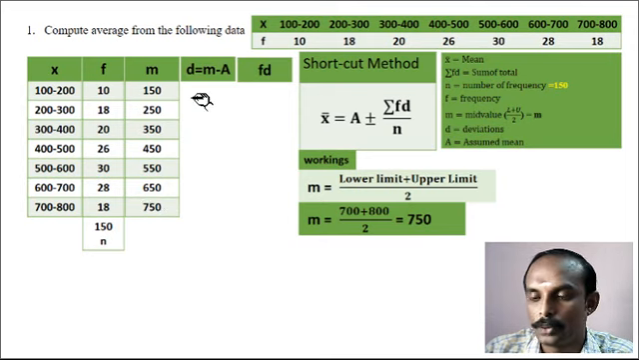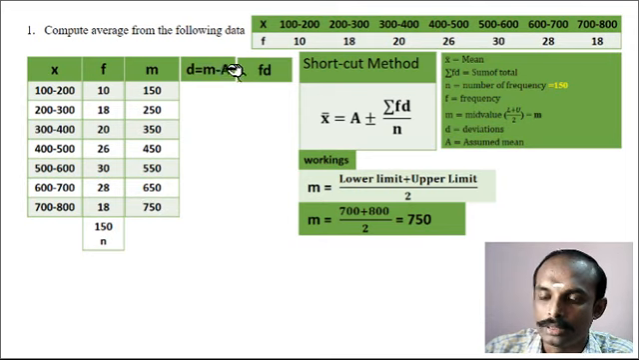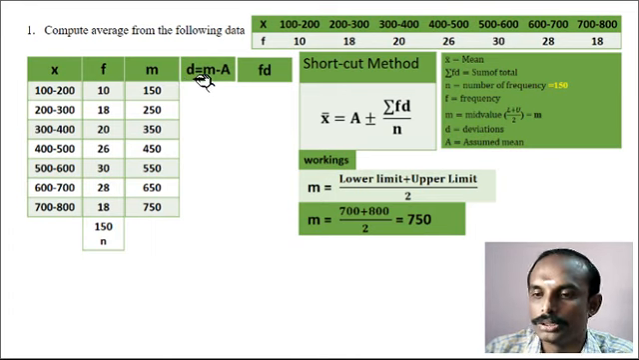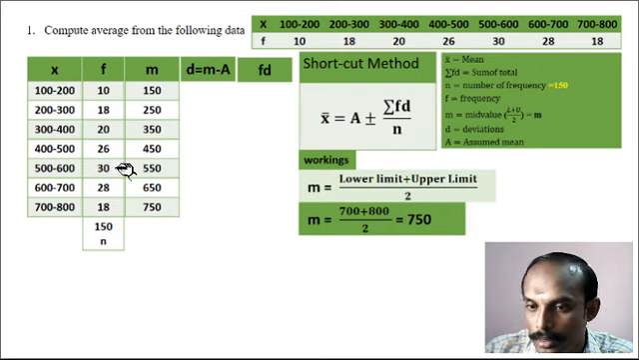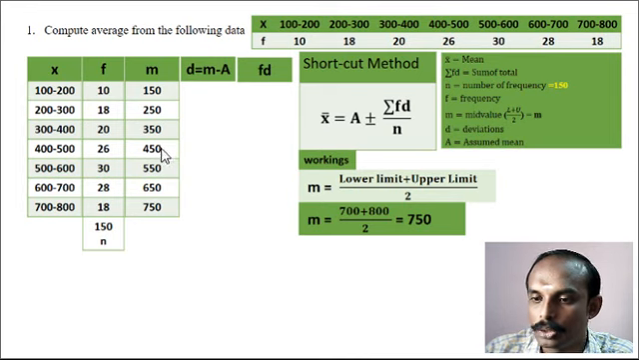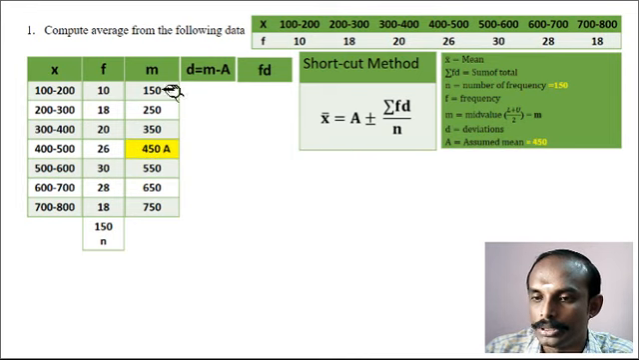So the next column is d for deviation. So d is equal to m minus a, where m is the midpoint. So m minus a is equal to d. To take a, the assumed mean, take any one value from the m series. Therefore, I take the assumed mean as 450. So m minus a is equal to d.